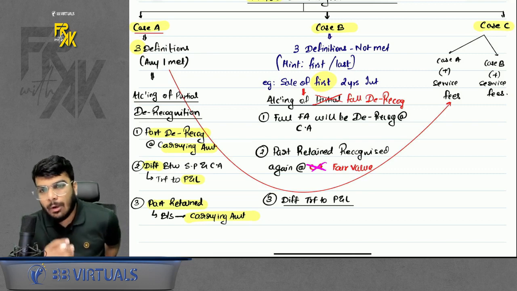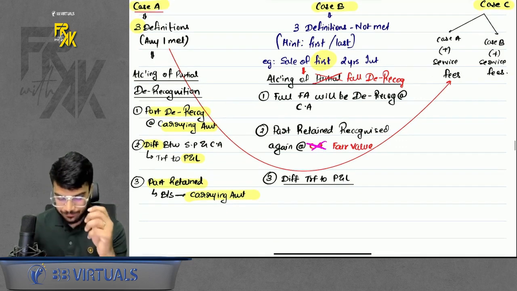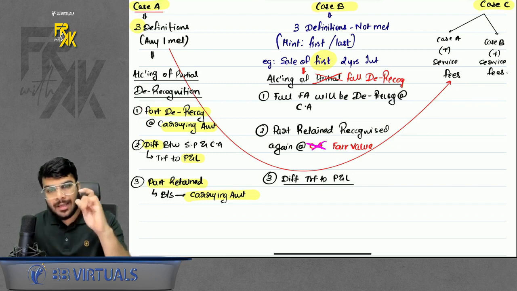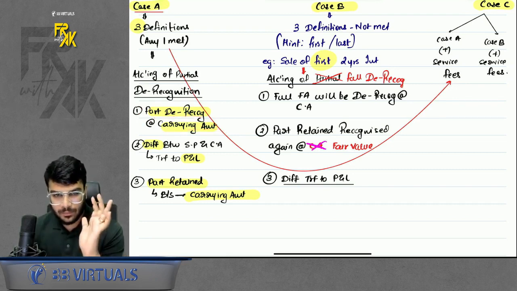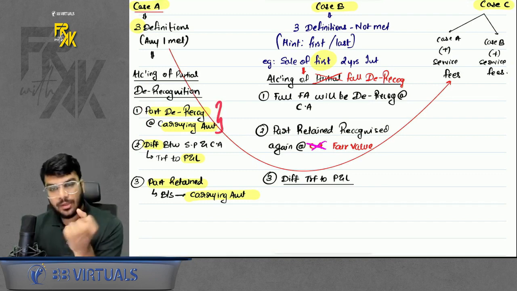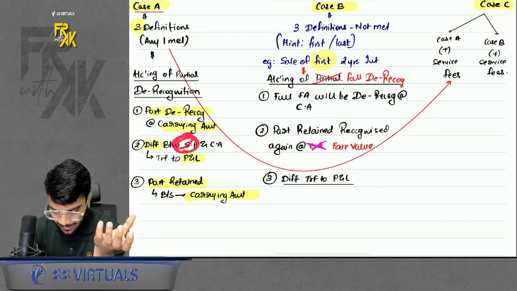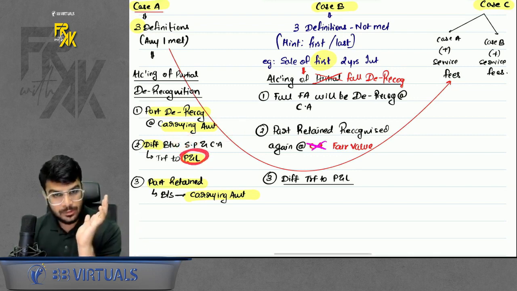So how is the accounting done in case number A? First let's discuss and then we will also revise with the help of one question. So in case number A, what we will say? First of all, because you are derecognizing only a part of the financial asset, you will derecognize that part at carrying amount. Okay, and because you're selling something, you will receive some money. So whatever is the difference between the selling price and the carrying amount of the part derecognized will be transferred to profit and loss.